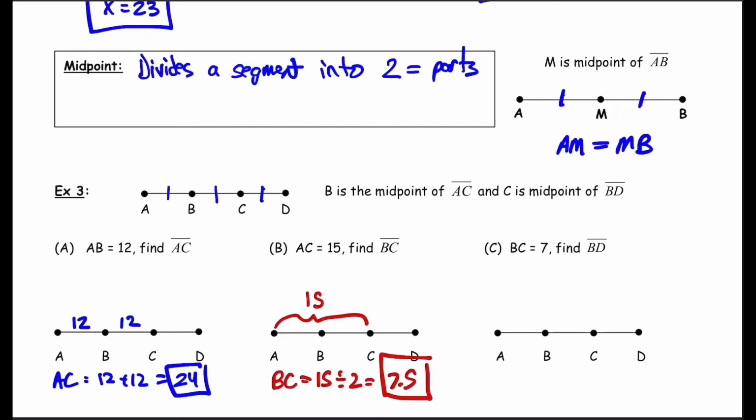And finally, BC is 7. So right there is 7. Find BD. Okay, so this piece here is 7. I want to find BD. Well, that's going to be 2 times 7, or 7 plus 7, however you want to think of it. But you should end up with 14.